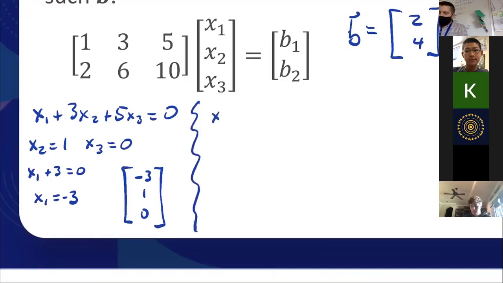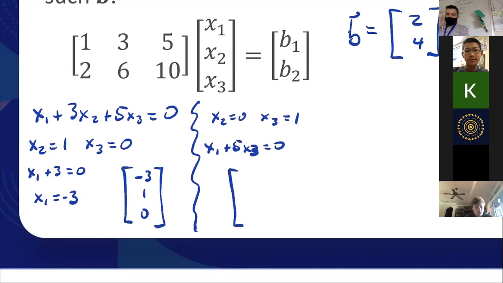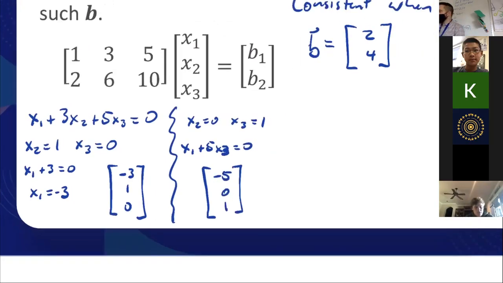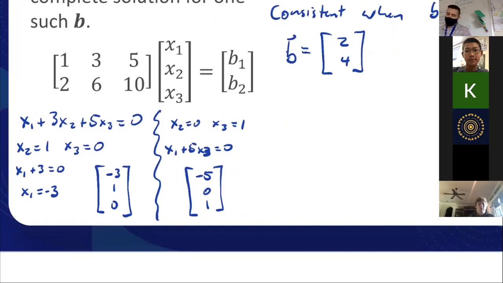Now try x2 equals 0, x3 equals 1. Plug it in, I get x1 plus 5x3 equals 0. That's a 3, which means I'll have -5, 0, 1 as another choice. Obviously those are independent. They are not multiples of each other, they're not linear combinations of each other, however you want to think about that.